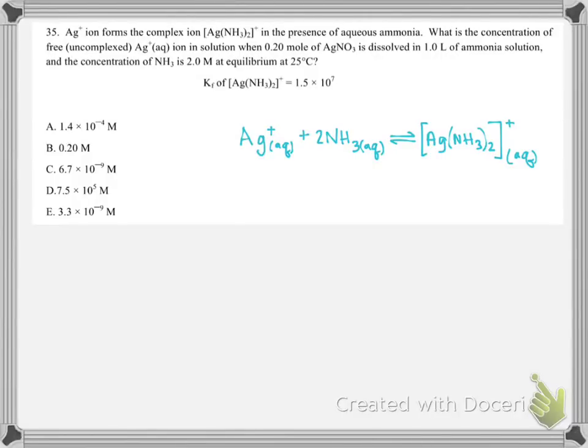Okay, for number 35, we have a silver ion complex with ammonia. And they want us to determine the amount of free silver left over after it's reached equilibrium, if 0.2 moles of silver nitrate is dissolved in a liter of ammonia, and the concentration of ammonia at the end is 2 molar. Okay, so when we have problems like this with KFs, we're going to need to use an ice table remix.